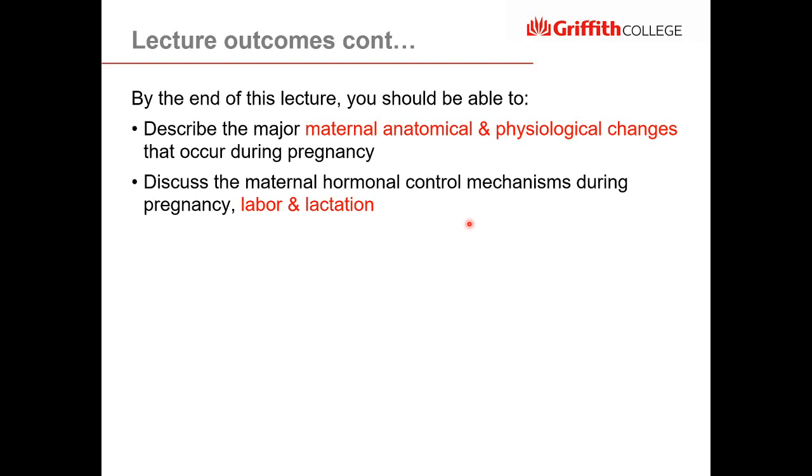And of course, after implantation, fertilization, all that, we're going to discuss pregnancy and some of the physiological changes that we see there.